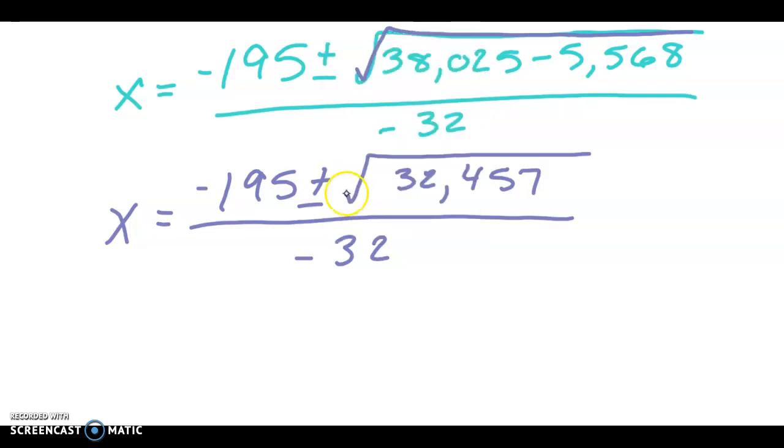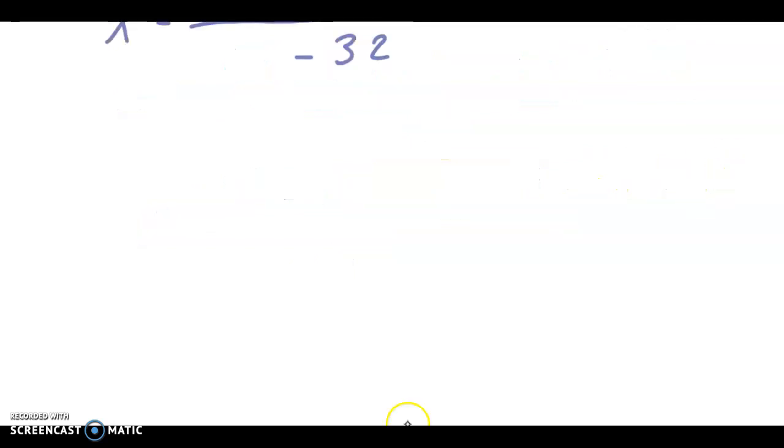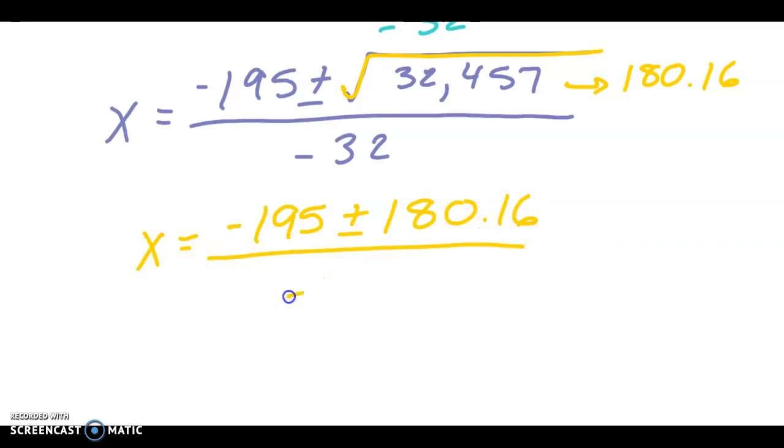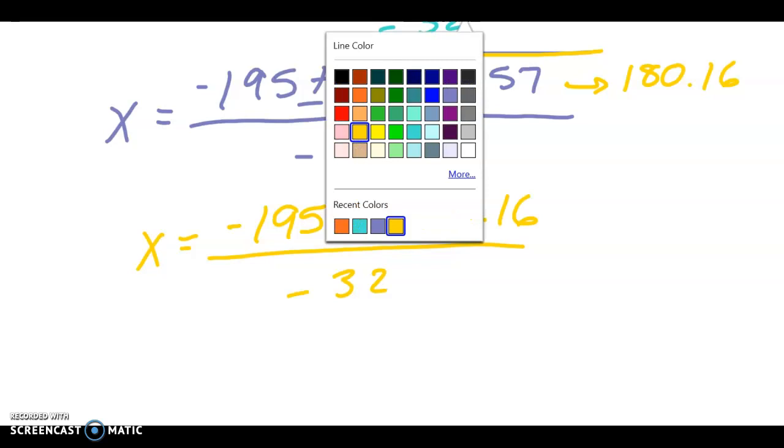Okay, so I go ahead and I take the square root, and the square root of that number rounded to the nearest hundredth, I'm going to end up with 180.16. Now all of a sudden we're dealing with something a lot more manageable. So now x is equal to negative 195 plus or minus 180.16 all over negative 32. And once again, we're going to be dealing with two situations. One where we're adding, one where we're subtracting.